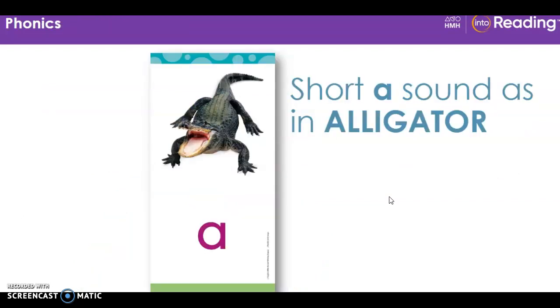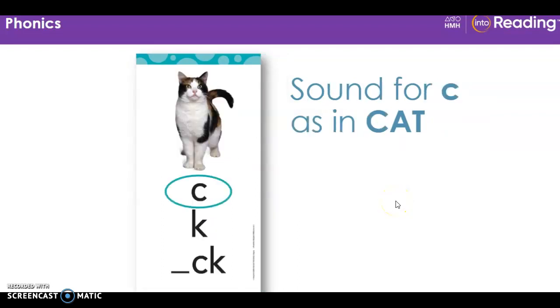Great job. Remember that alligator begins with the short A sound, a. The letter A can stand for the sound a at the beginning or the middle of a word. Cat begins with the hard C sound, k. The hard C sound can have different spellings. One spelling for the hard C sound is just the letter C. Look at the spelling that is circled under the picture of the cat.